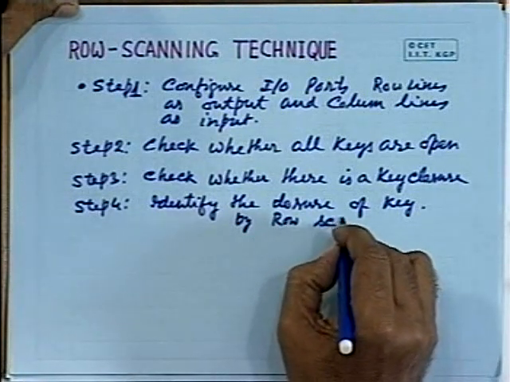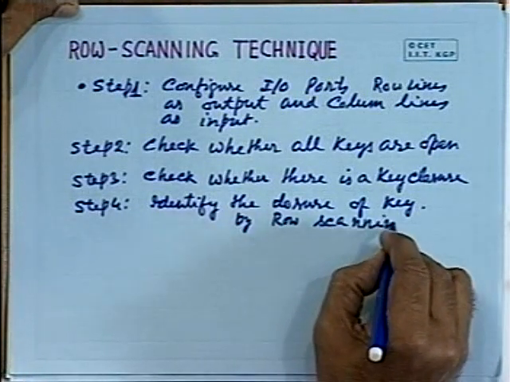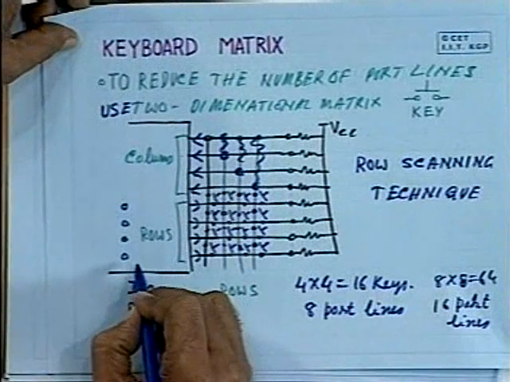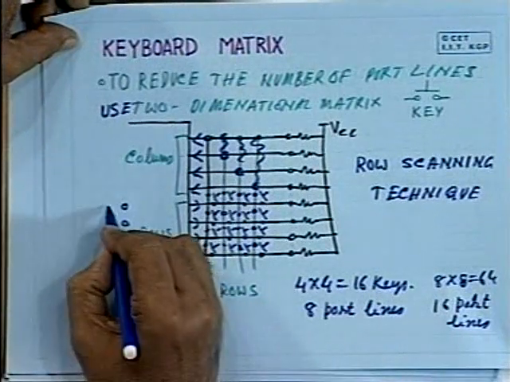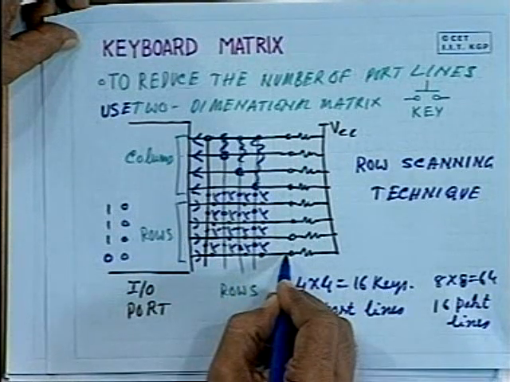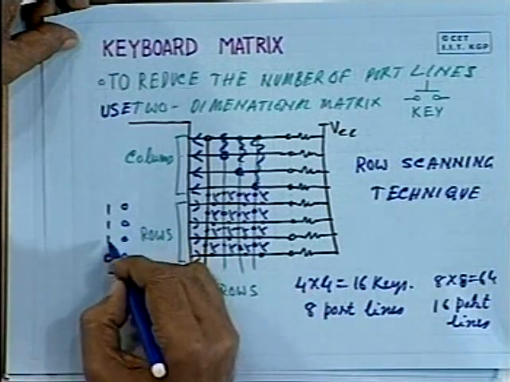How do you do that? What is the row scanning technique? In the row scanning technique, first you make this line 0 and the other lines 1. That means this line you make 0, and the other port lines 1.